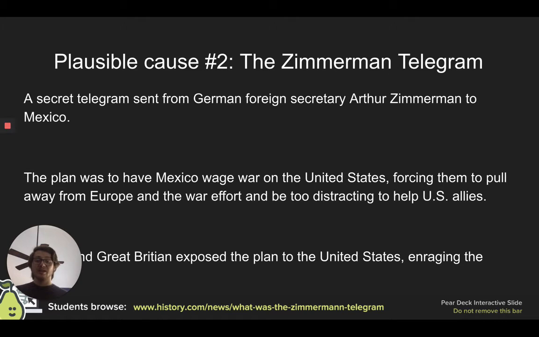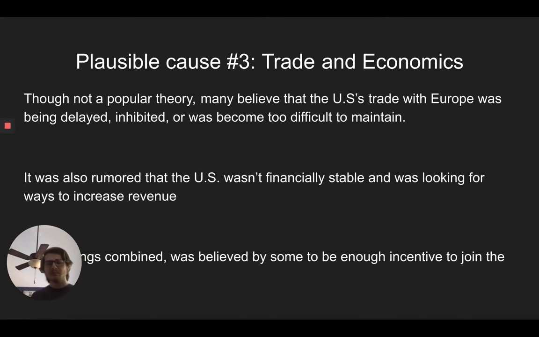And of course, that made America really mad that Germany tried to pull this under the rug. So, not a very good idea by Germany, but a big reason for America to get involved in the war. This last one's kind of interesting. It's not a very concrete one, but there's a lot of speculation around it. A lot of historians have been looking at this.